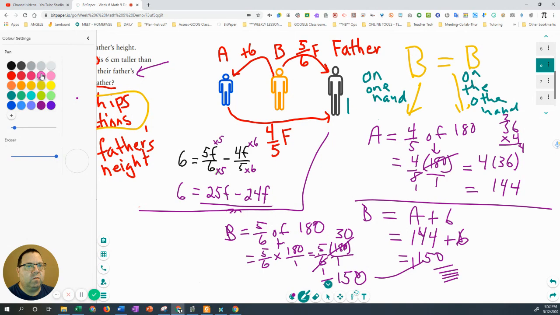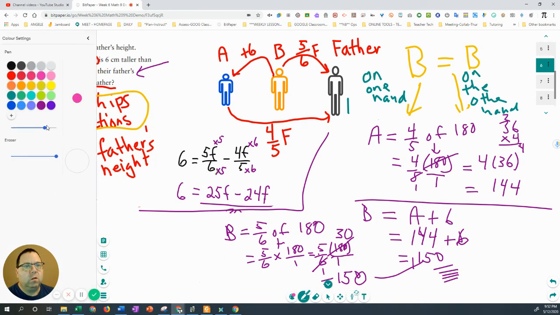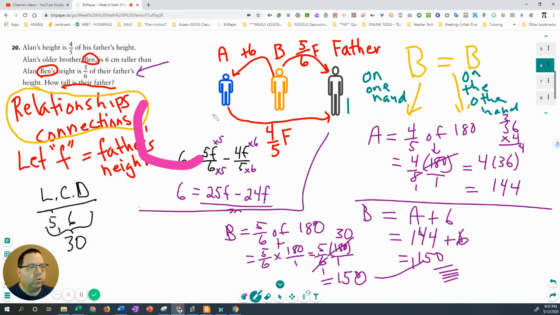Okay, guess what I get to do for this question? You know what I get to do? I get to write it super big right over top of it. Yay.